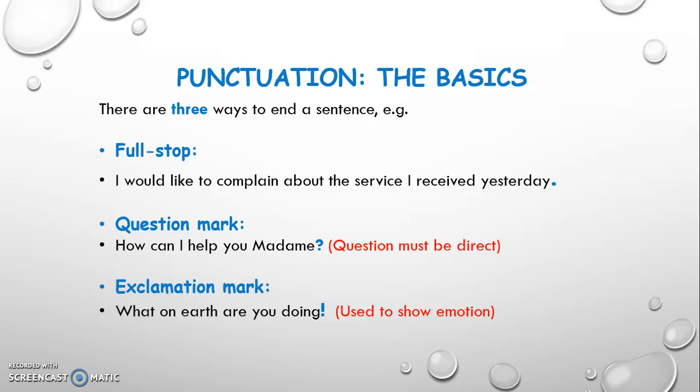There are three ways to end a sentence. For example, full stop. I would like to complain about the services I received today. Full stop. Question mark. How can I help you, madam? Now, if you note here, the question must be direct. How can I help you, madam? Question mark. Exclamation mark. Now, an exclamation mark is used to show emotion. And in this example, what on earth are you doing? You can see the exclamation mark lets the reader know that it is showing emotion.